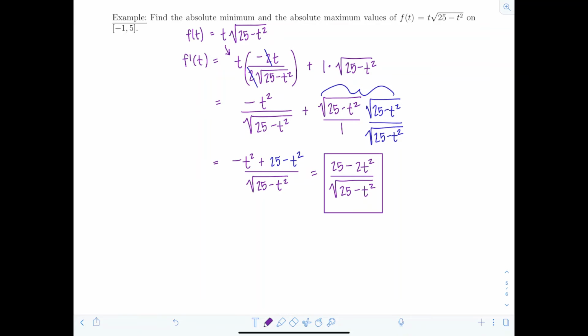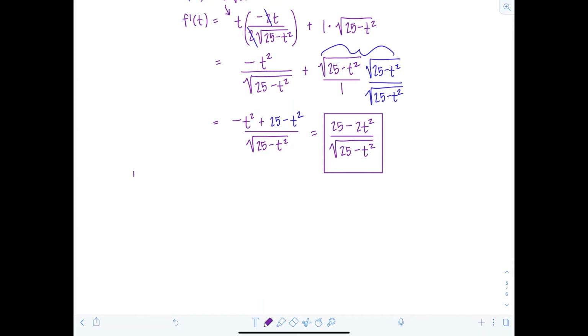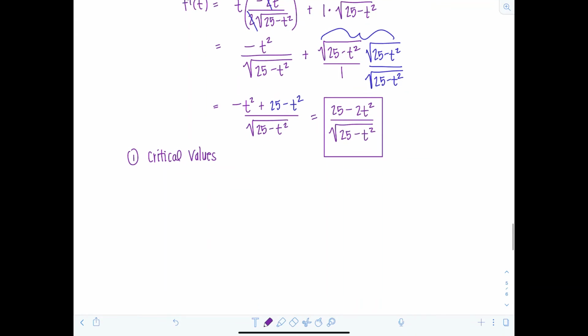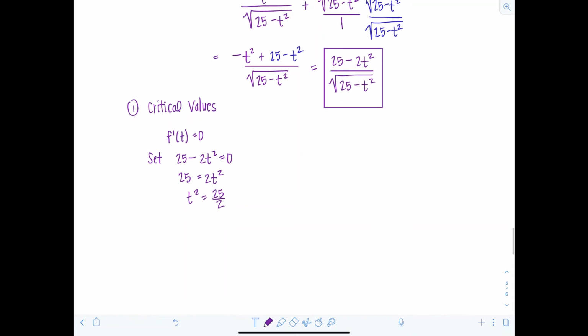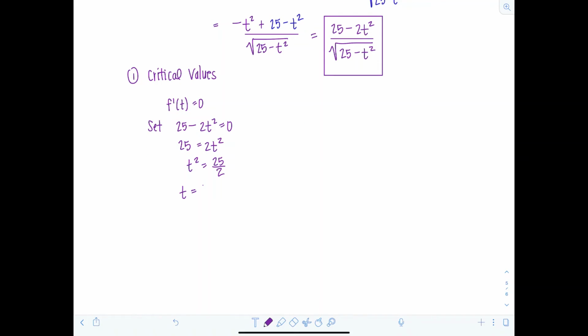Lovely. Now let's go ahead and find the critical values. So critical numbers or critical values come from two places. So first place is when f prime of t is equal to 0. So I'm just going to set the numerator equal to 0. 25 minus 2t squared equals 0. So solving from here, that would mean 25 is equal to 2t squared, which means t squared would equal 25 over 2. And so t would equal plus or minus 5 over rad 2.